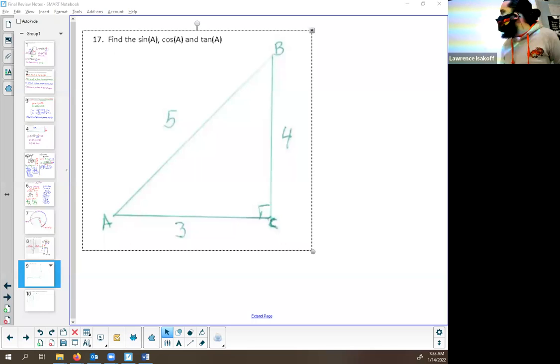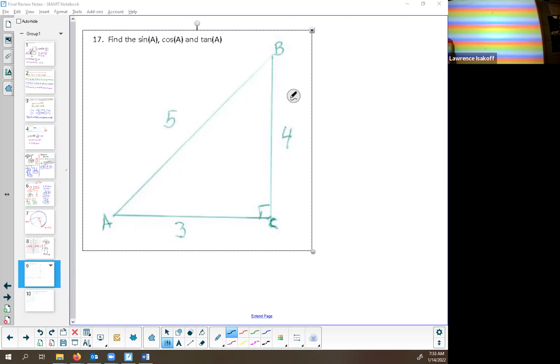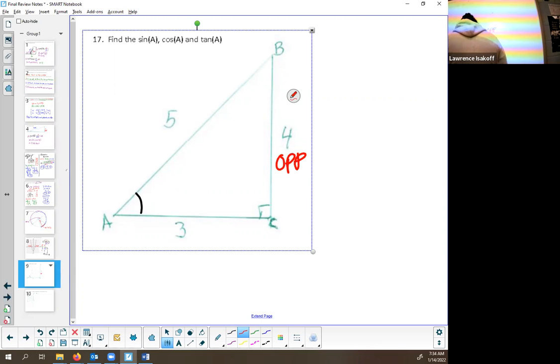We get a few questions on it. So here it says just find the sine, cosine, and tangent of angle A. For this, angle A is right here. So this side that's 4 is right across from it. That's my opposite. The 3 is right next to it. That's the adjacent.